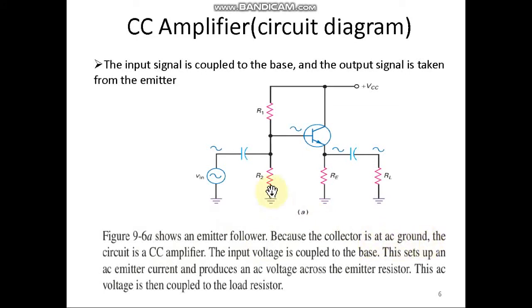Because the collector is at AC ground, the collector is connected to VCC, so definitely it is AC ground. The circuit is a common collector amplifier. The input voltage is coupled to the base, which sets up an emitter current and produces an AC voltage across the emitter resistor. This AC voltage is then coupled to the load. So whatever AC voltage is available here is coupled to the load RL.